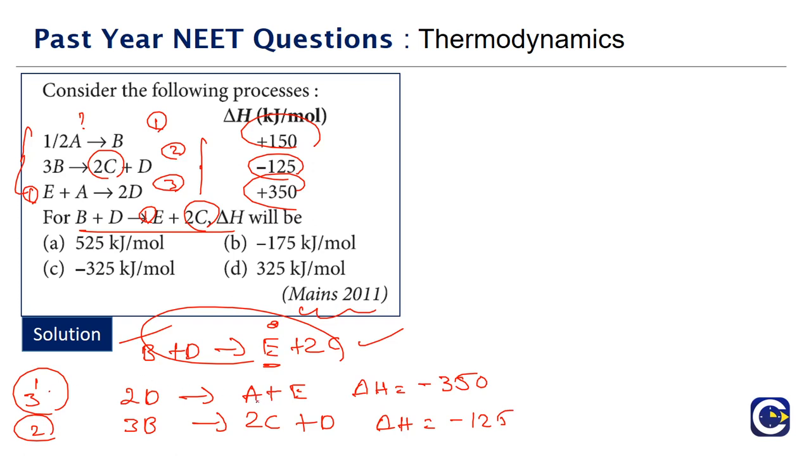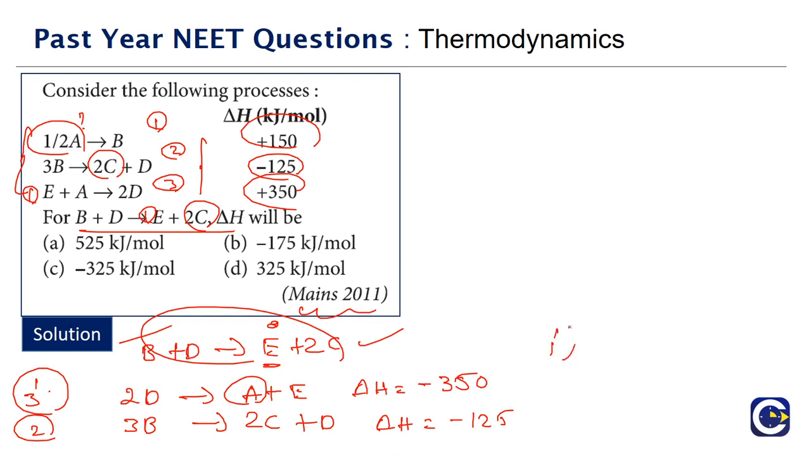The modified third equation, if you see, there is an A. There is an A coming on the product side. That must be cancelled, right? A is coming in the first equation also. But in the first equation, on the reactant side, we have half a mole of A. Means we must multiply the equation by a factor 2.